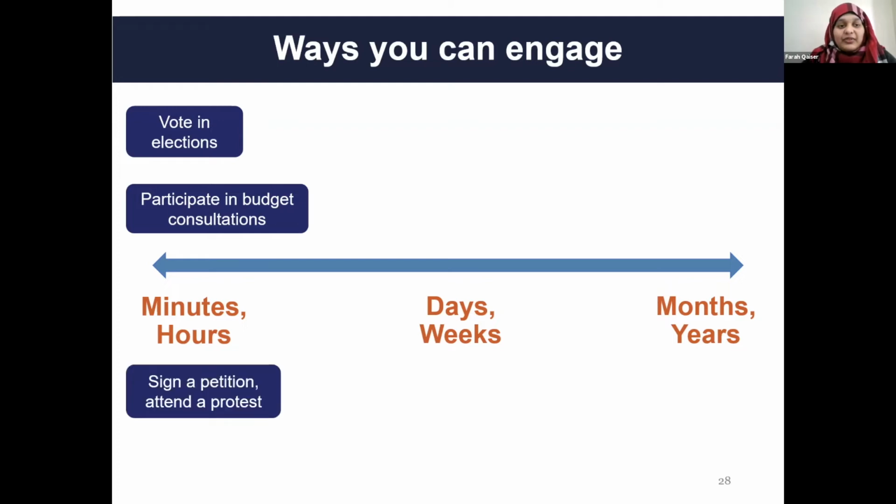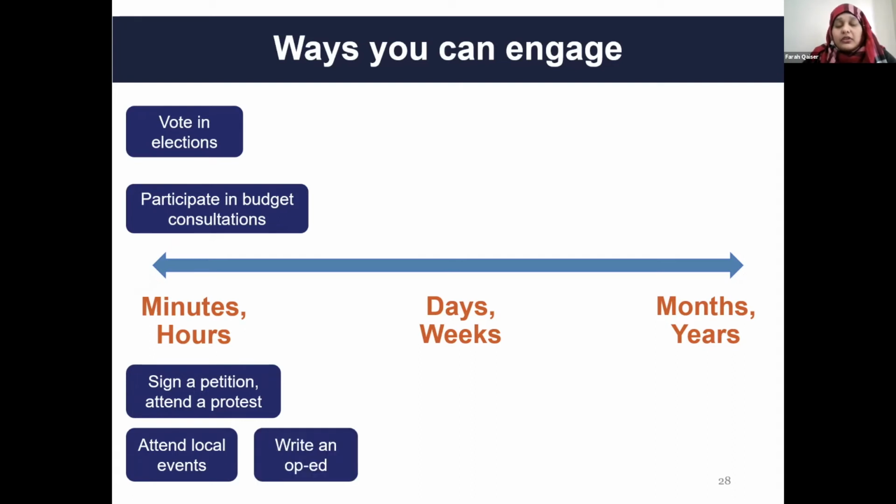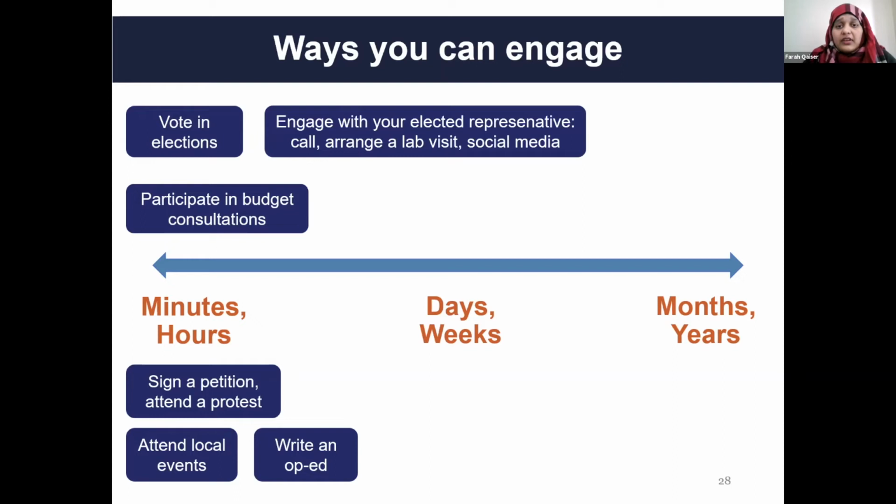Other examples could be signing a petition, attending a protest, attending local events. So you're a member of parliament or you're a member of provincial parliament, maybe hosting events in your local area where you can attend and show up and express your views. You can write an op-ed in your local newspaper to flag what are the issues that you care about and what are the actions that can be taken to address it.